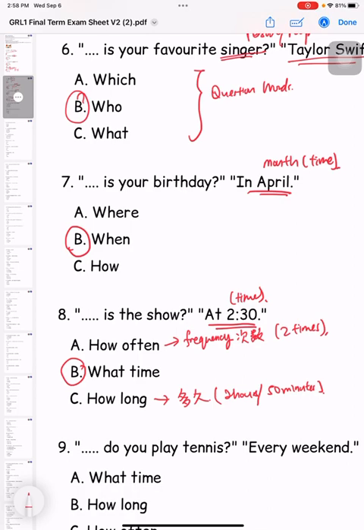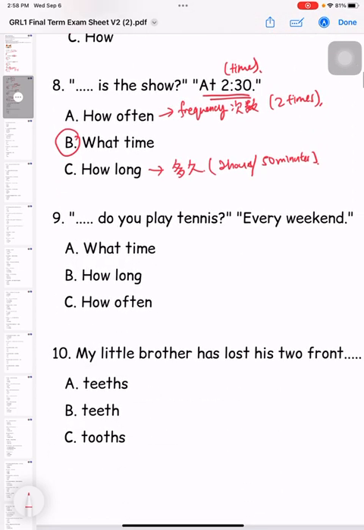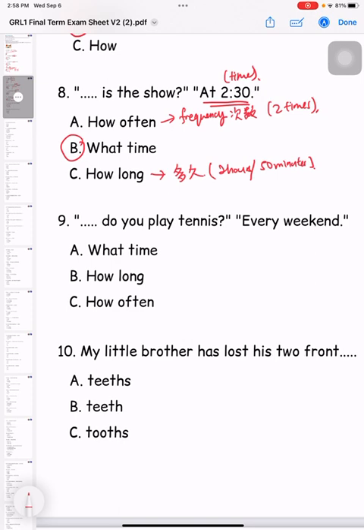Okay, now number 9. Do you play tennis every weekend? Every weekend means 每一个周末. So this is talking about your frequency. So when we are talking about frequency, we should choose how often. Because 你多常去 play tennis every weekend, right? 每个星期日. So this is the frequency.